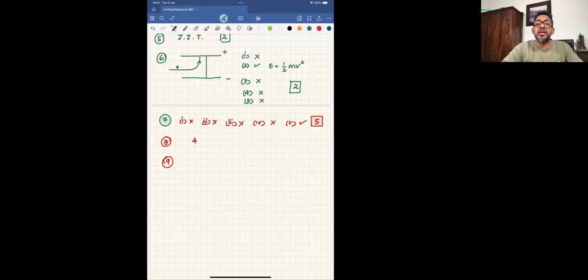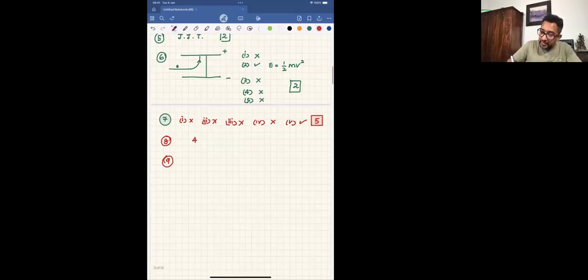Does the attraction happen depending on Fleming's left-hand rule? Fleming's left-hand rule applies for a magnetic field, right? In the presence of a magnetic field, right? Okay. Why can't we say travel straight?